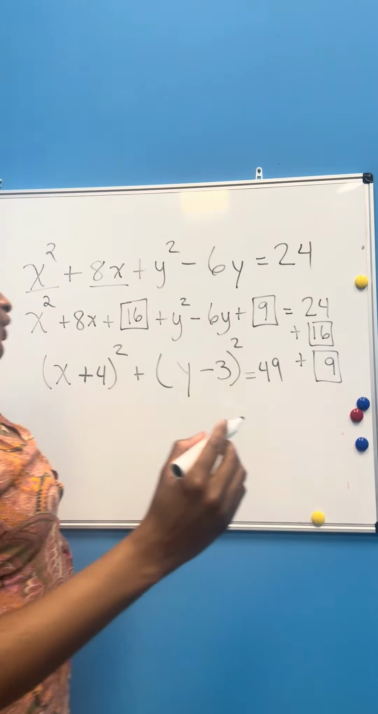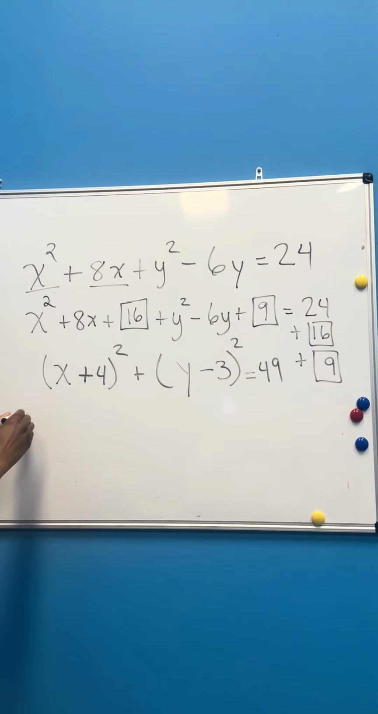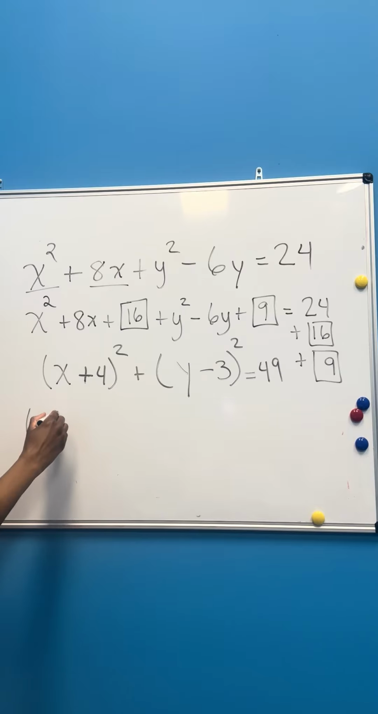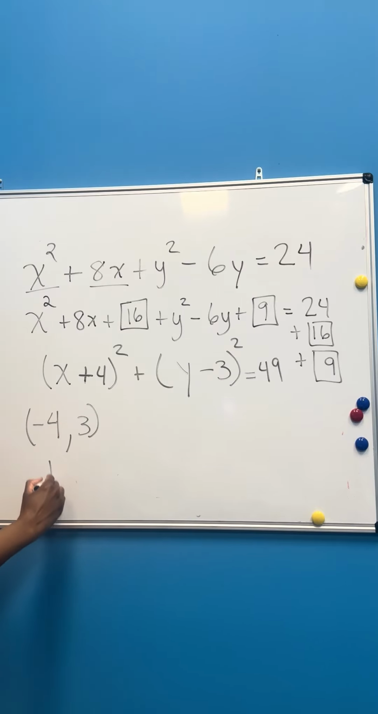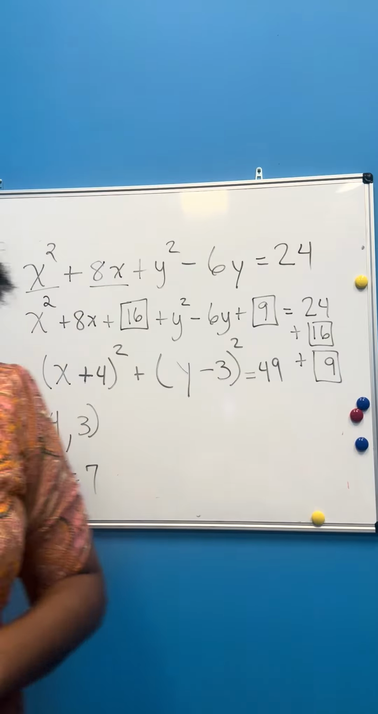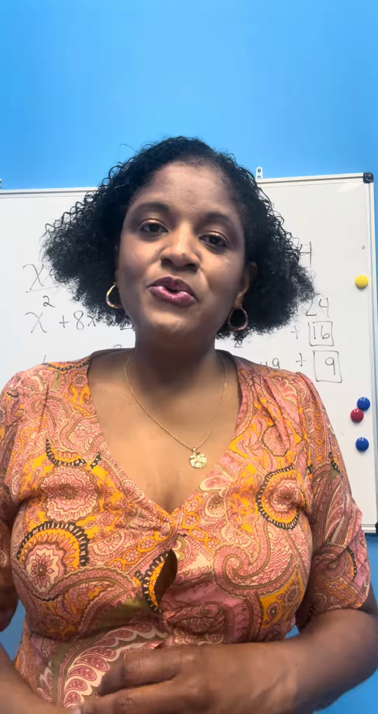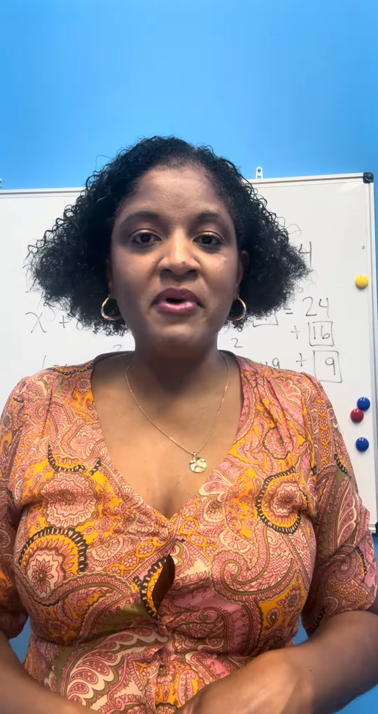So this is our equation. The center is -4, remember opposite, +3, so (-4, 3). And the radius is 7. And that's all. That's a way you can solve a geometry problem on the SAT.